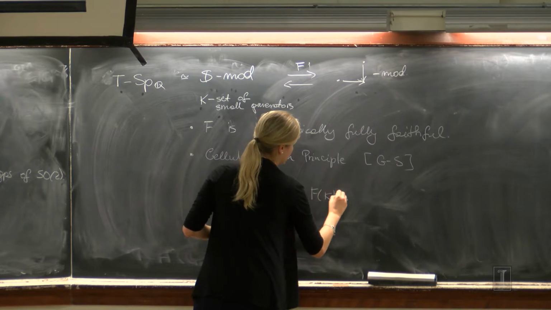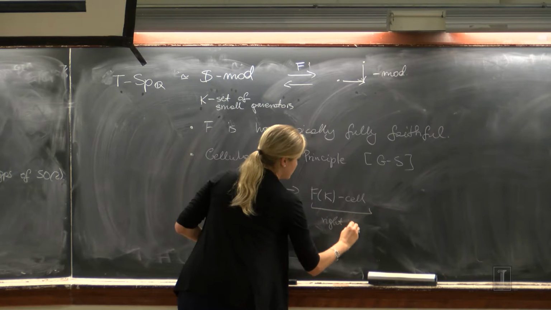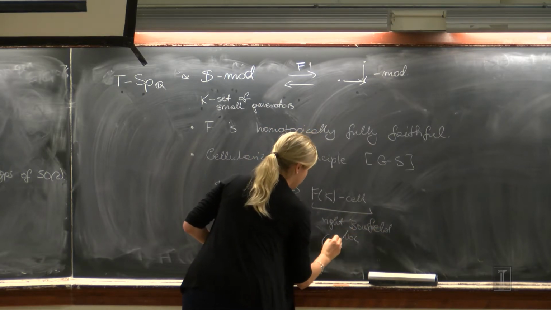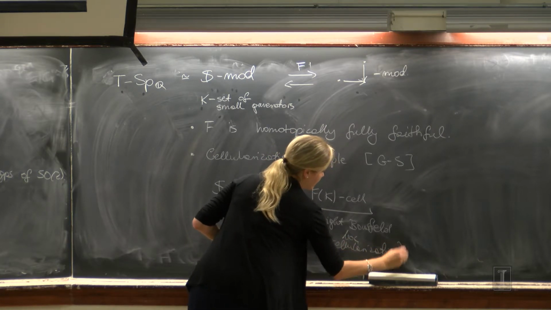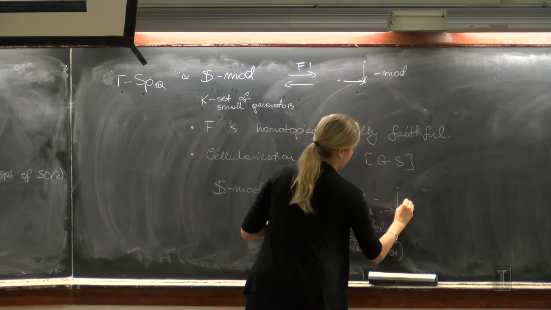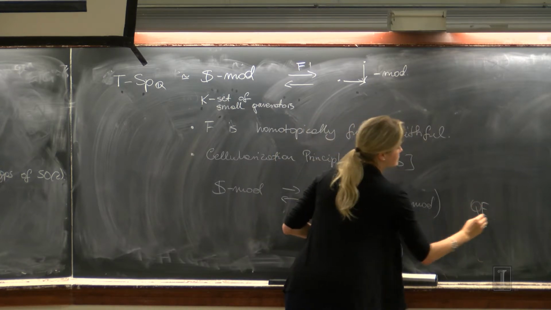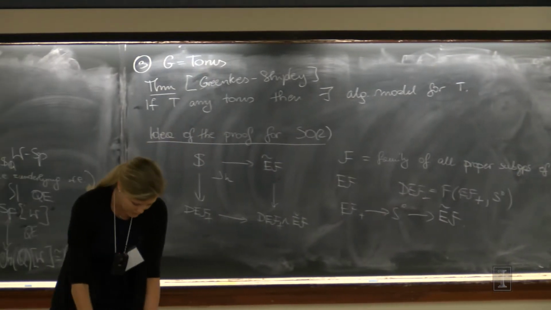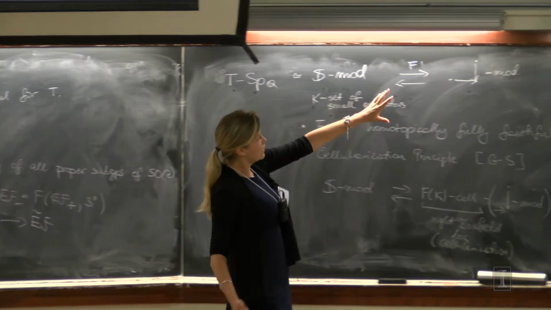F of k cell, this is the process of Bousfield localization, or also cellularization. Of this gadget, this is going to be an equivalence. Okay, I just forced my too big category to be a bit smaller, to be as small as I needed it. Okay, but this is kind of a splitting.